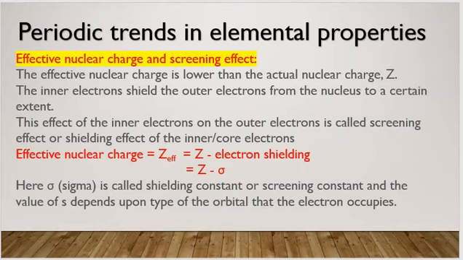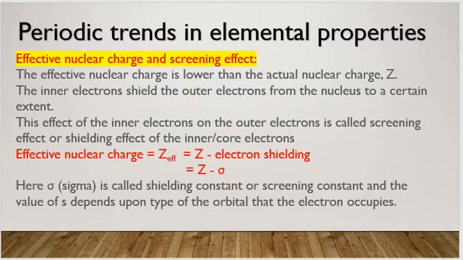This effect of inner electrons on the outer electrons is called screening effect, or electron shielding, or shielding effect of inner or core electrons. It is denoted by sigma and it is called screening effect or shielding constant, as I told. The value of sigma depends upon the type of orbital where the electron resides in the different shell.